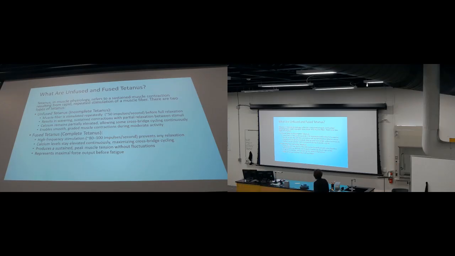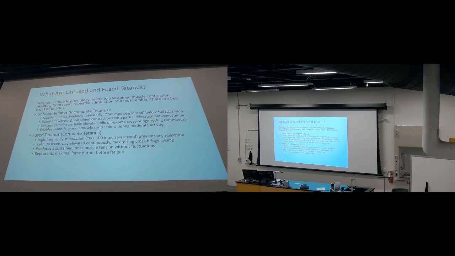And then you have a complete or fused tetanus. This type of tetanus happens in muscles to give a smooth, graded muscular contraction when you are doing moderate activity, so you don't fatigue your muscles as much. That's like most of the type of tetanus that someone can develop.